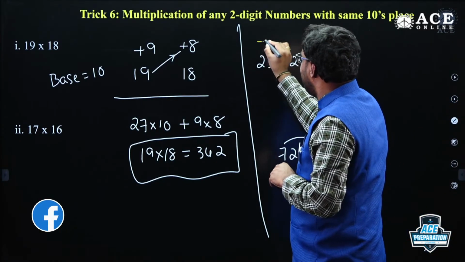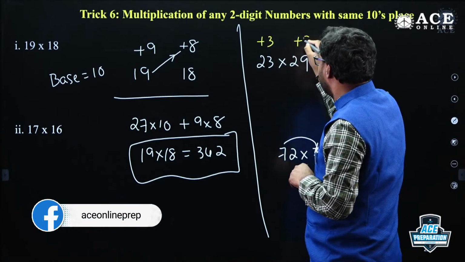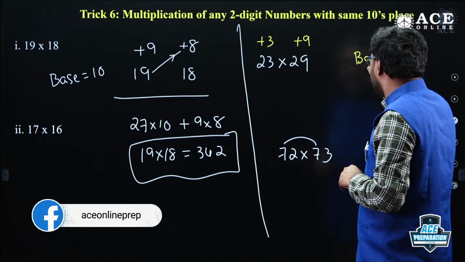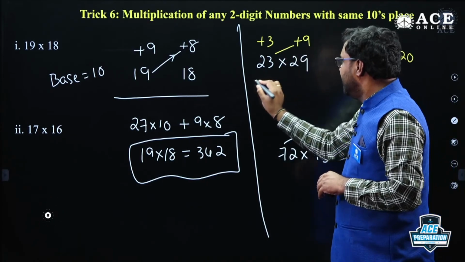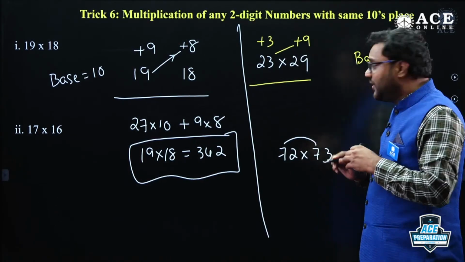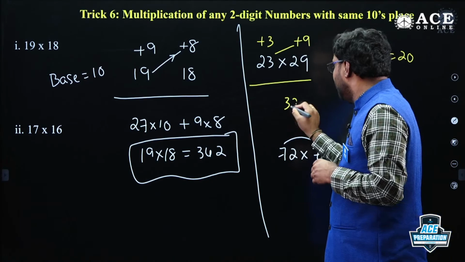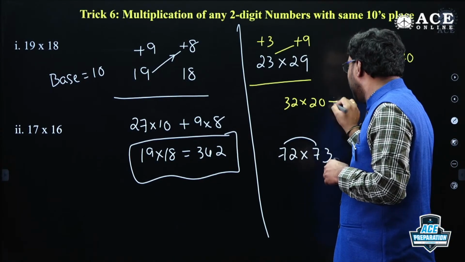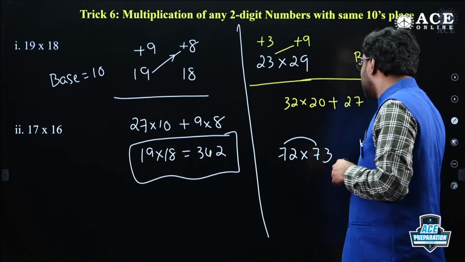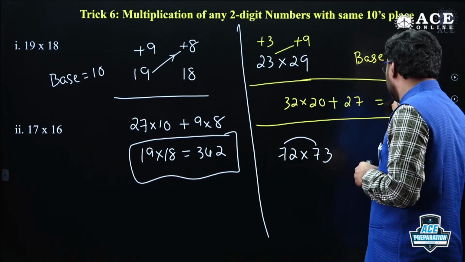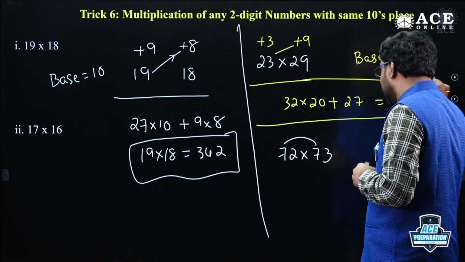So guys, here this is 3 more than 20. This is 9 more than 20. I've taken the base, which is equal to 20. Now 23 plus 9 is 32. So 32 into 20 plus 3 into 9, which is 27. So already here 640 plus 27 means 667.